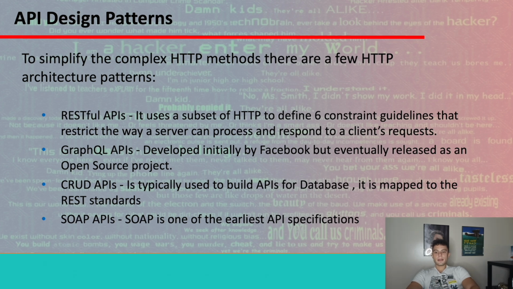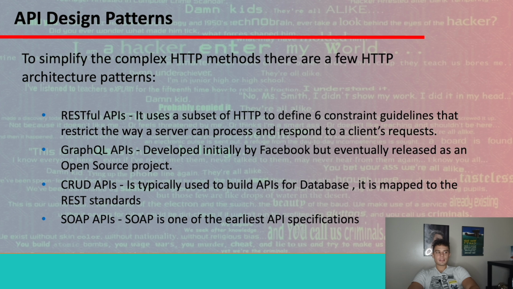And the RESTful API is basically a guideline of 6 defined points, and they define specifically which requests and responses to a server can be accepted based on those guidelines, but about this we're going to talk in really big detail later on. Then we have the GraphQL API, which was initially developed by Facebook, but now it's completely released as an open source project, so if you want to check it out on the web, please feel free.